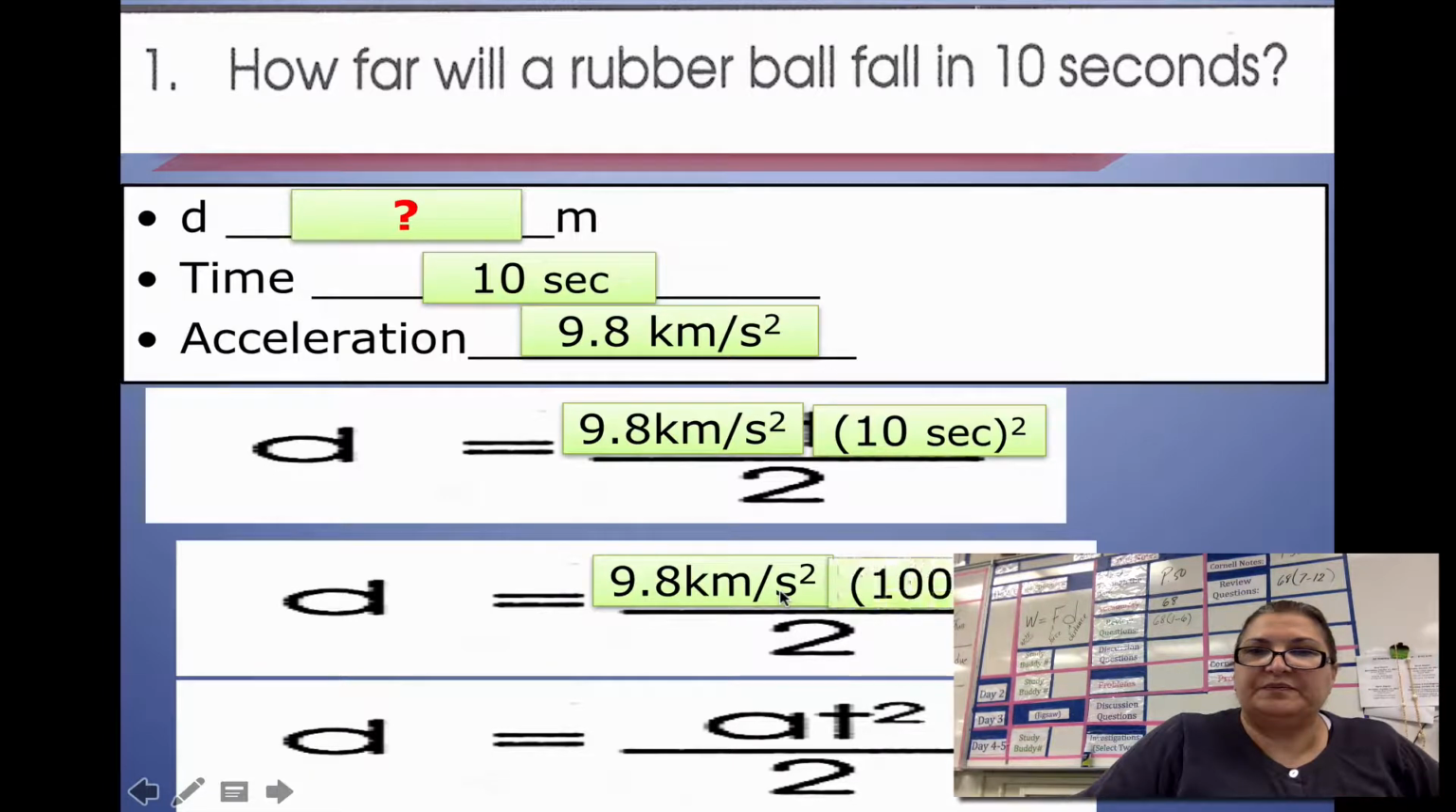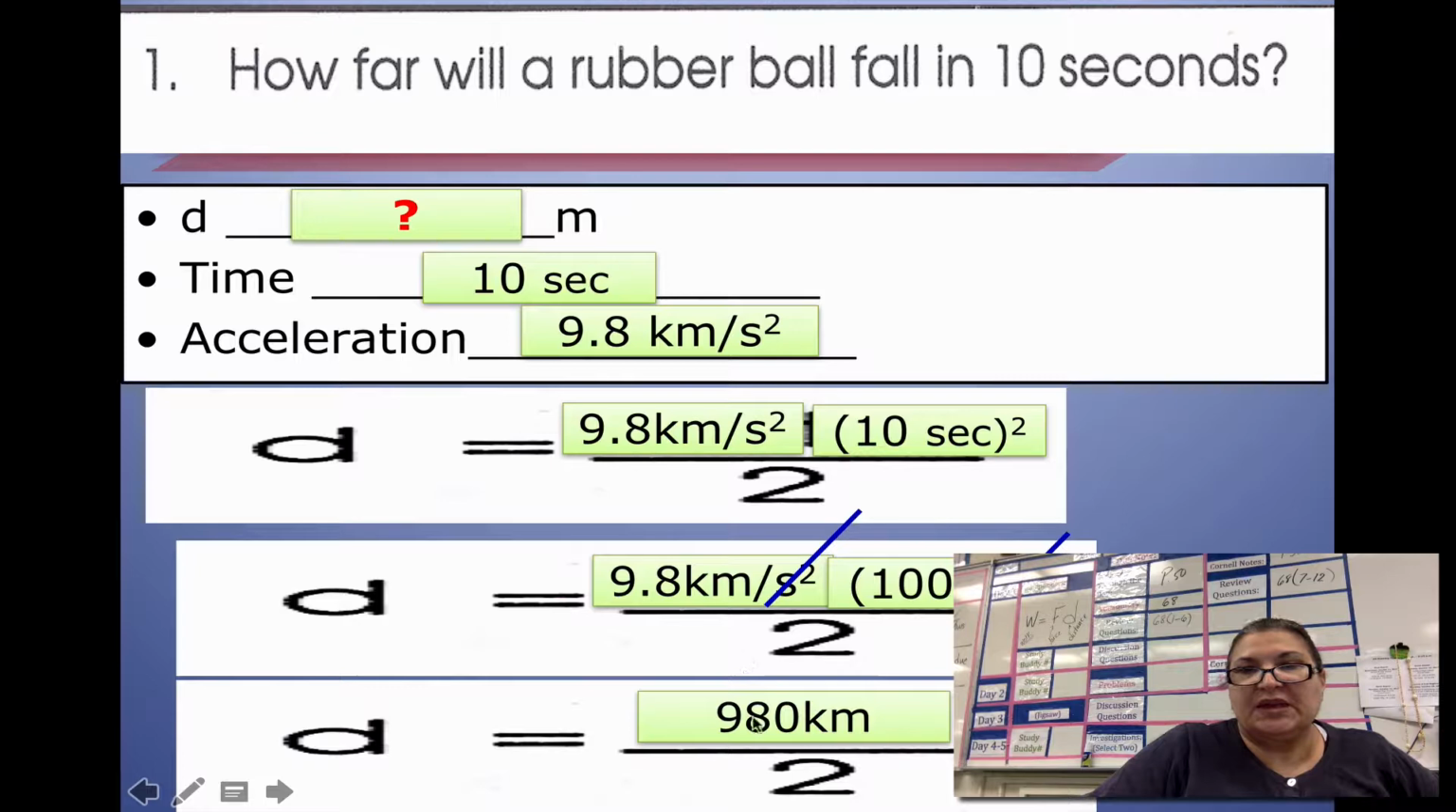9.8 times 100 because it's 10 squared, over 2. So the seconds will cancel out and we end up with kilometers. 980 kilometers divided by 2 equals 490. That's number 1.